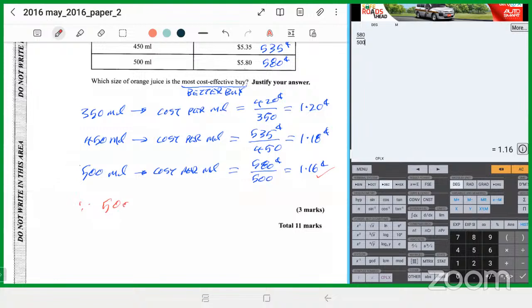500 milliliters is the better buy. With this one you're getting more value for your money. Or you could write the most effective buy, same thing. Okay with that? That's my answer. When you're spending less for 1 milliliter, see cost per milliliter: for this 1 milliliter, you're paying 1.16; for this 1 milliliter, you're paying 1.18; and for this one up here, 1.2 cents. So 1.2 cents, 1.18 cents, and 1.16 cents.